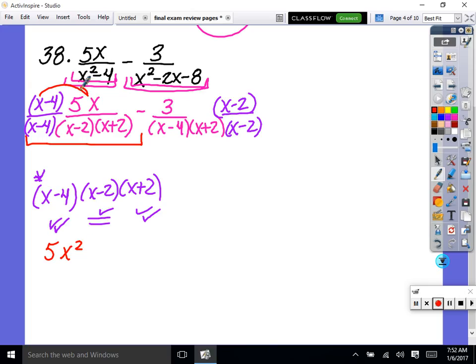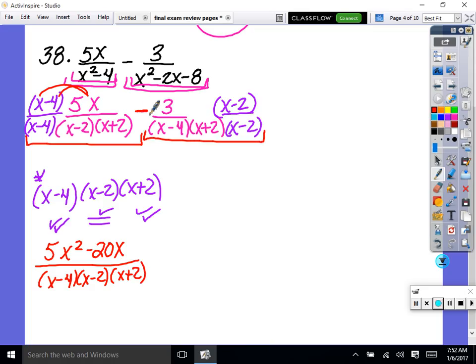And then we have 5x times -4, so minus 20x. And then that's all over x minus 4, x minus 2, x plus 2. And then right here, focusing just on this piece, I'm going to distribute the -3 through, but the negative with the 3. Because then I'm taking care of all my negatives and distribution of the negative. Do not forget to distribute the negative through.